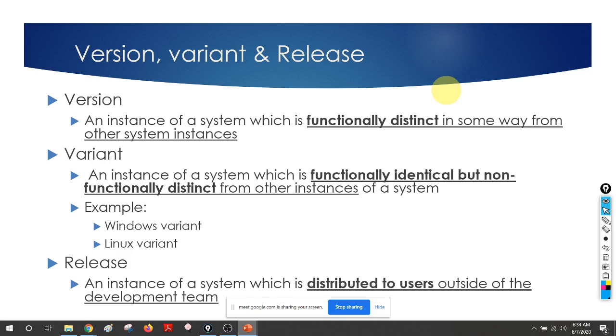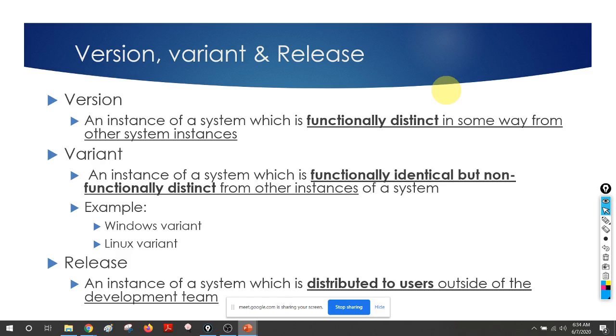Variant means functionally there are no differences, but it's something like version 5 Windows variant, version 5 Linux variant, or maybe version 5 Oracle variant, version 5 MySQL variant. So it doesn't have any changes in the functionalities, but there is some distinction of a technical nature. Maybe we are targeting a different operating system, or a different database, etc. So that is called a variant. The same version might have two or three different variants.